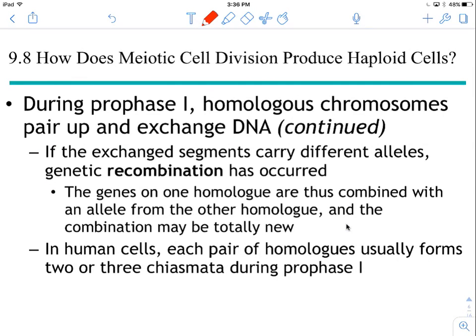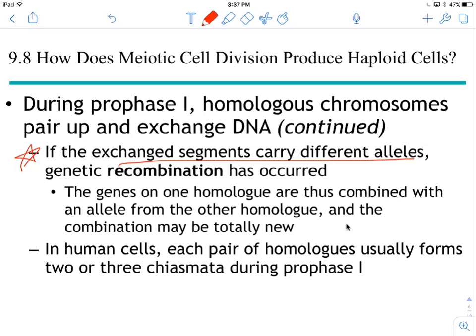So if the pieces of DNA that were exchanged carry different alleles, or different forms of the genes, then you've had a genetic recombination. And when you're swapping pieces of chromosome, if you think about it now, a piece of the chromosome that you got from your mom is now stuck on the chromosome you got from your dad. The pieces of the chromosome you got from your dad is now stuck on the chromosome you got from your mom. So you've sort of created a whole new chromosome.